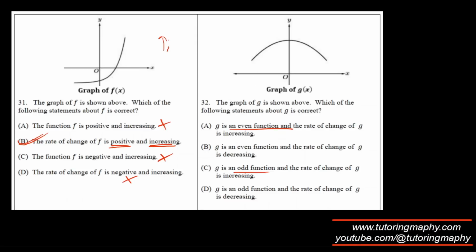G is an even function or G is an odd function? It has to be an even function because it is symmetric about the y-axis. And whenever it is symmetric about the y-axis, that is the property of an even function. And you can see that it is a concave down function, which means that ROC is decreasing in nature, right? ROC is decreasing means it is concave down, so it's B.